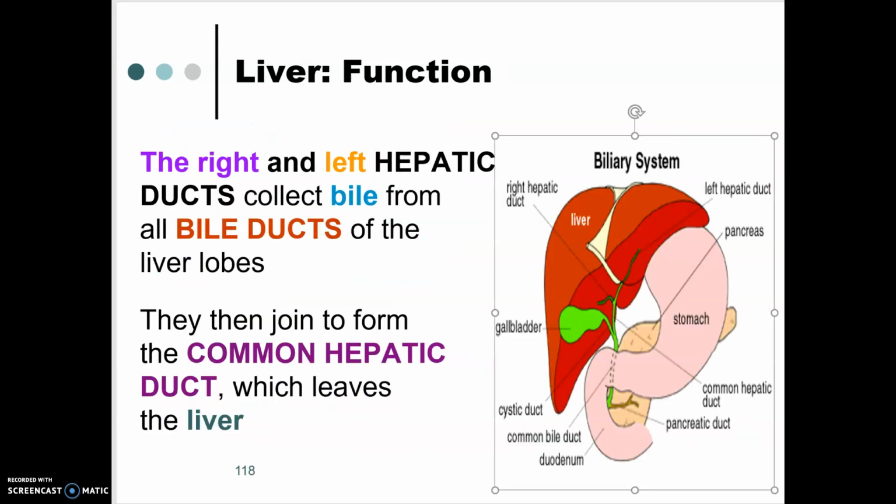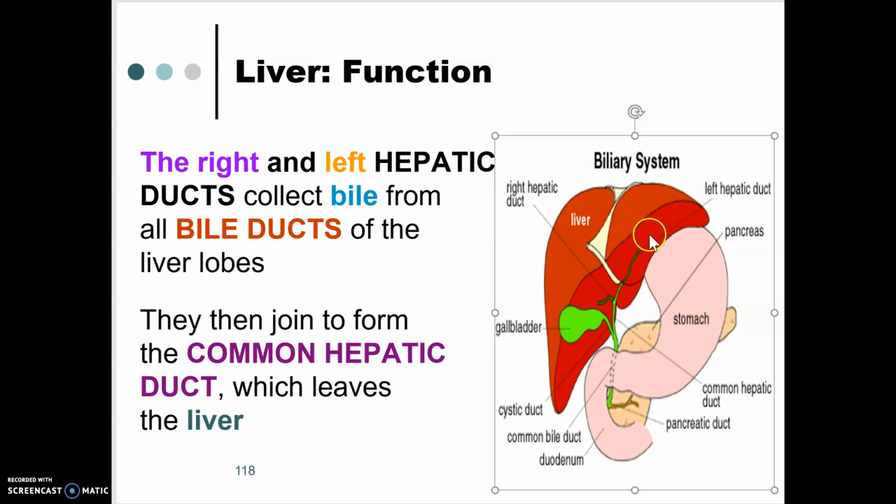Okay, so as the hepatocytes go and create the bile, it needs to be collected. And we're going to have some ducts that run through the liver that are going to collect the bile as it's being produced. So we'll have left and right hepatic ducts, and those hepatic ducts are going to collect the bile from, you guessed it, the left and right lobes of the liver.